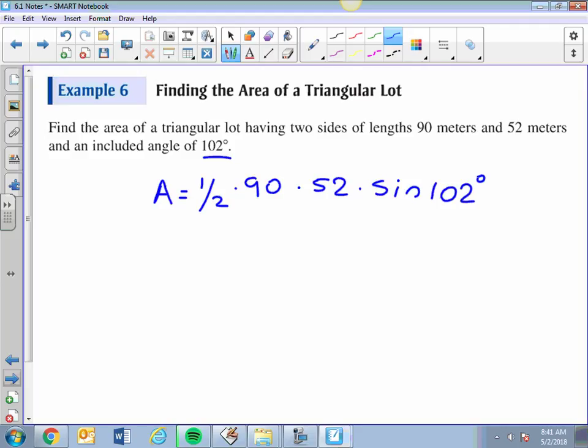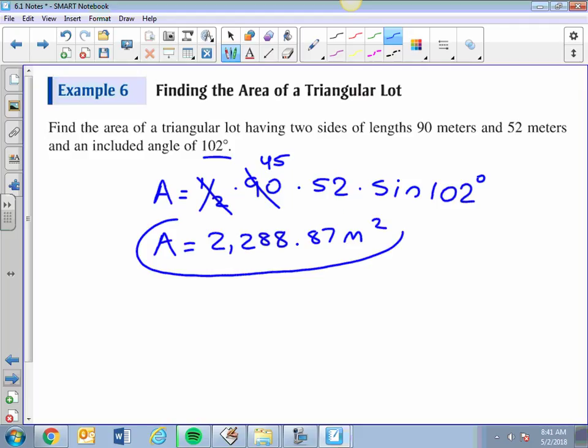Okay, so I would probably just go ahead and plug this into my calculator. You could simplify the 90 or even the 52, so let's just do that quick. So I'm going to take 45 times 52 times the sine of 102. Okay, so we get 2,288, and then we'll go to the hundredths again, so we'll go 0.87. And let's see, that was meters squared. Okay, so pretty simple formula if you can just set it up correctly.